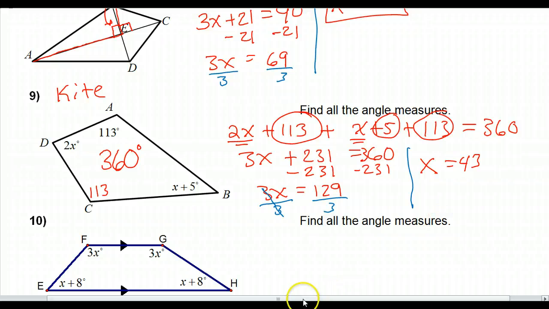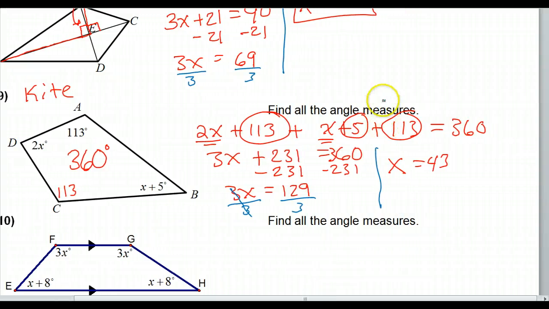So look, let's be very careful. So 43, that's just the value of x. So let's do this. Well, we already know angle A is 113. Angle B, if x is 43, then we've got 43 plus 5. Okay, so that's going to be 48. So angle B is going to be 48 degrees.